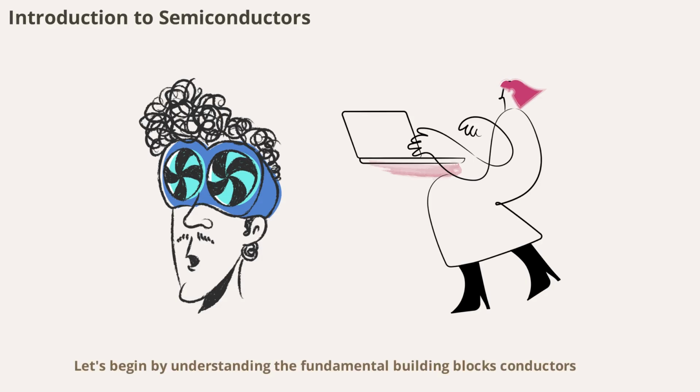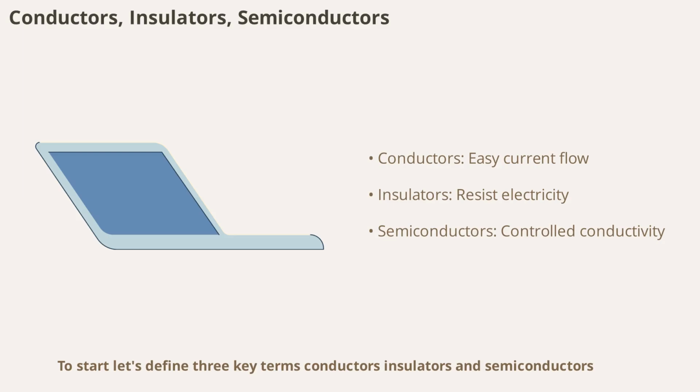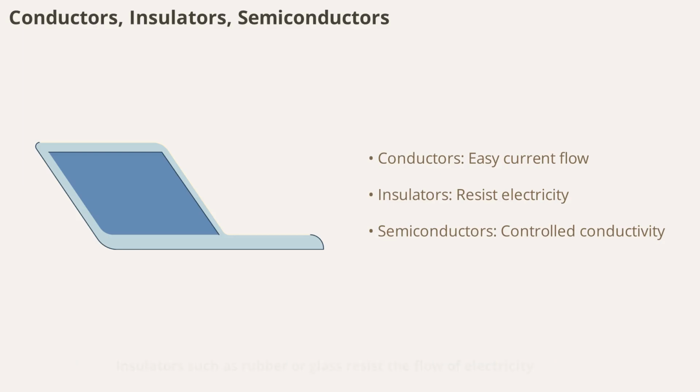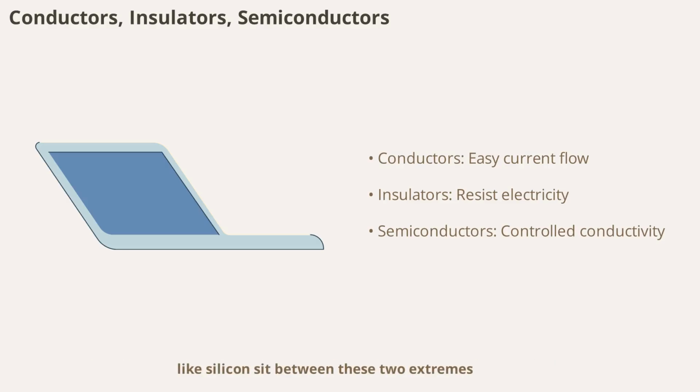Let's begin by understanding the fundamental building blocks: conductors, insulators, and semiconductors. Let's define three key terms: conductors, insulators, and semiconductors. Conductors like copper allow electric current to flow easily due to their abundance of free electrons. Insulators such as rubber or glass resist the flow of electricity, making them perfect for protecting us from electric shocks. Semiconductors like silicon sit between these two extremes. They don't conduct electricity as freely as metals, but they're not as restrictive as insulators. This unique property makes semiconductors incredibly valuable in electronic devices, as their conductivity can be precisely controlled.